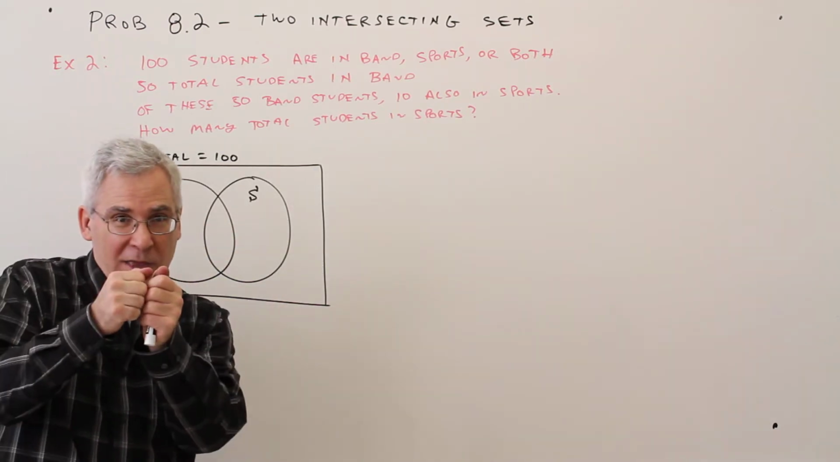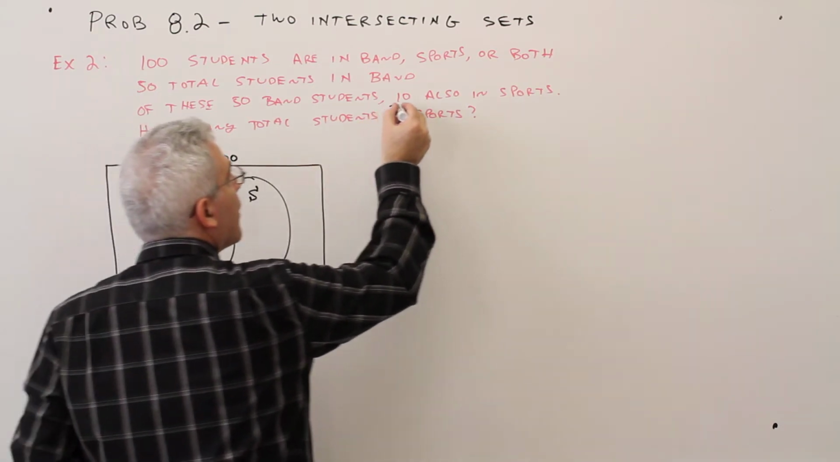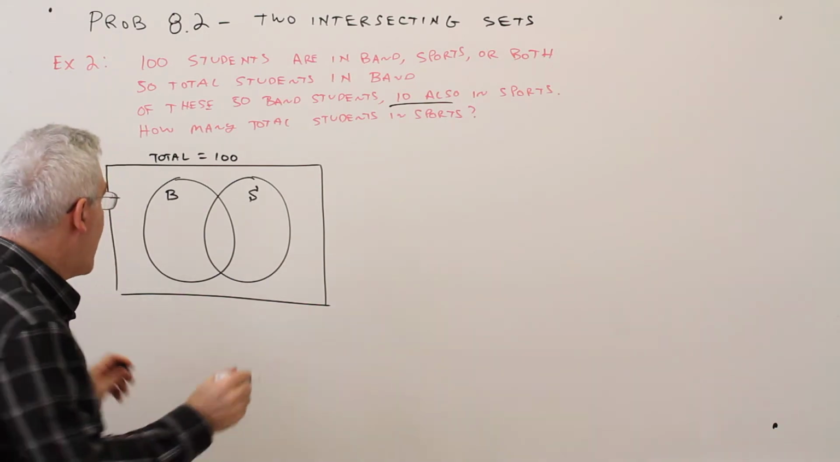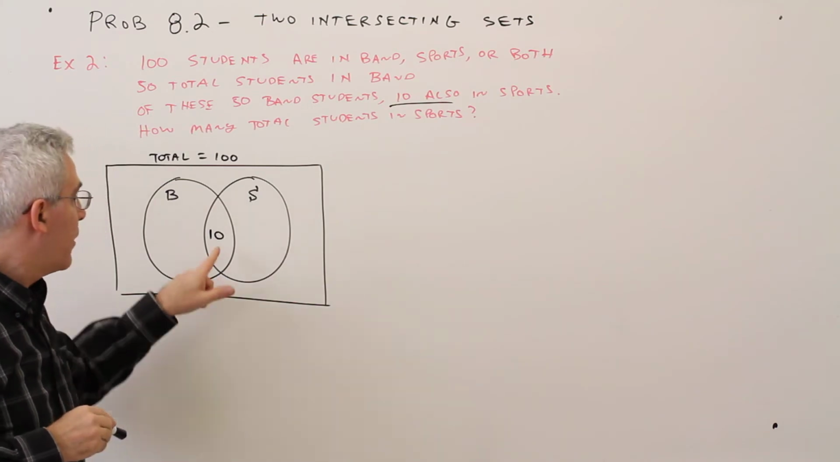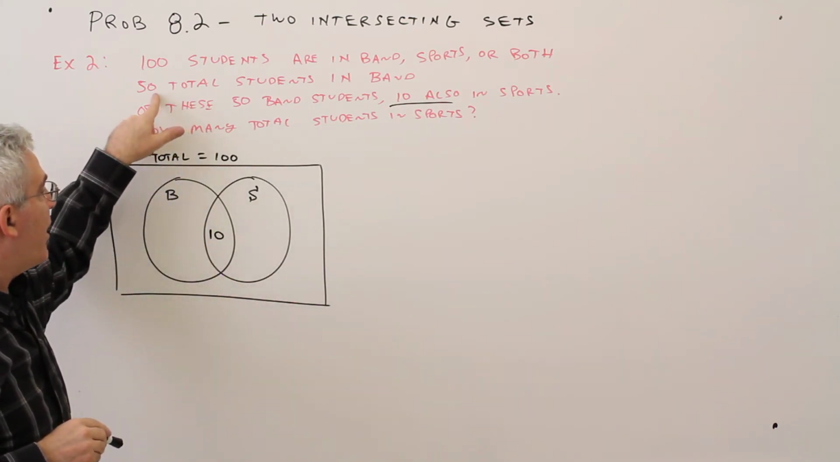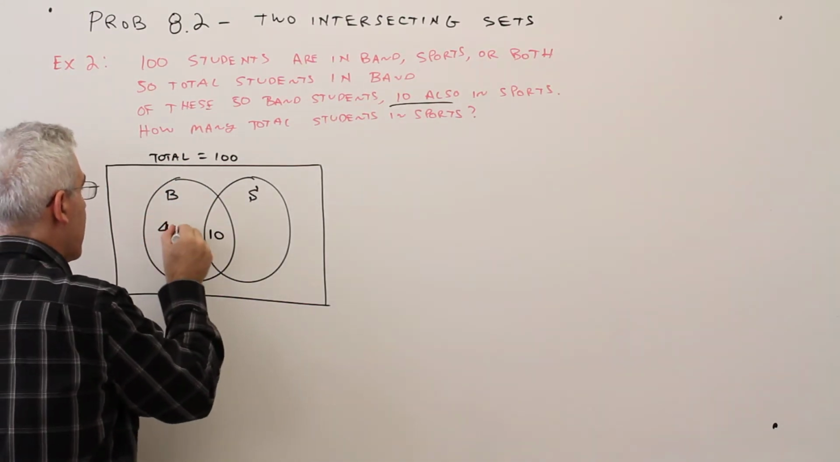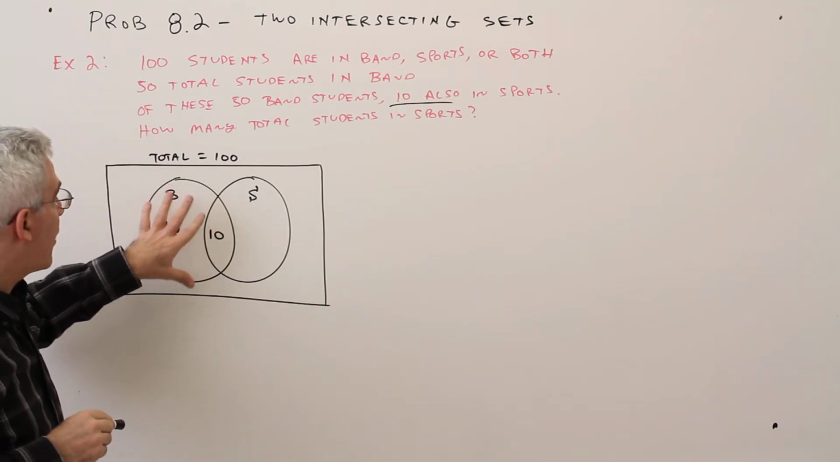It's best to start at the inside and branch your way out. There's 10 of those students that are also in sports, so I'm going to put the 10 right there. There's 10 students that are in both band and sports. Then if I had a total of 50, I've got 40 right here. And that's how my 50 works out.